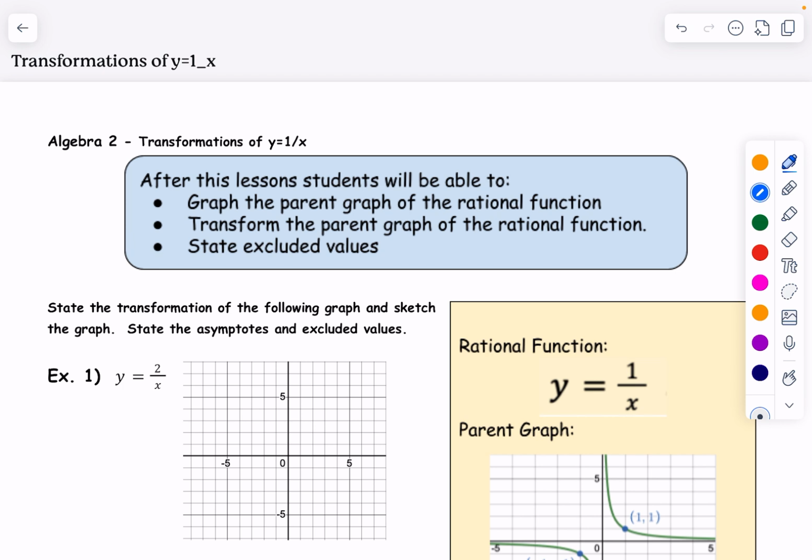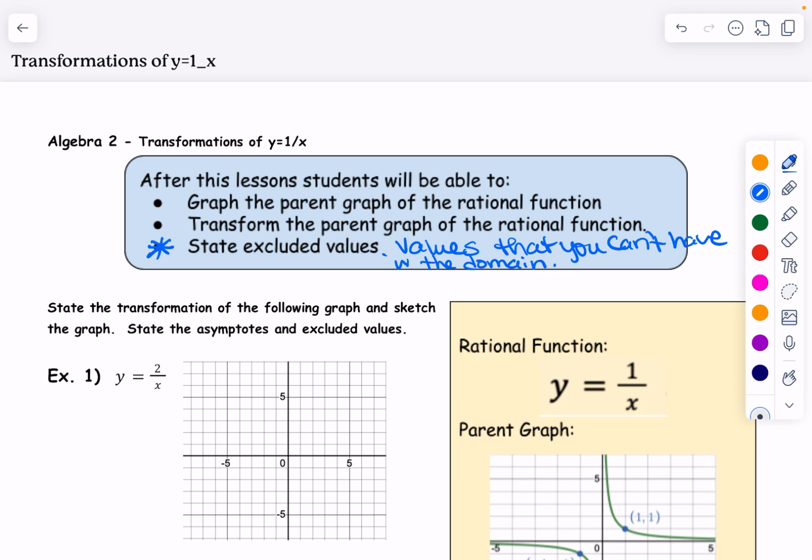A little bit of a note: excluded values are values that make the denominator 0, or values that you can't have in the domain.